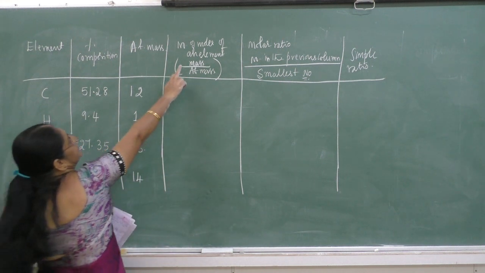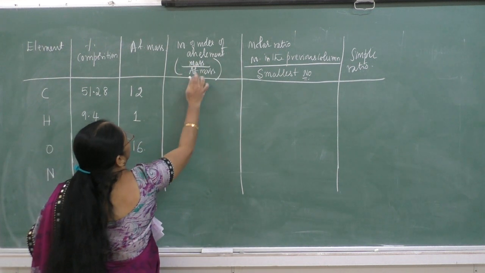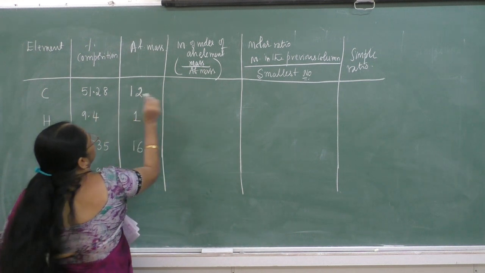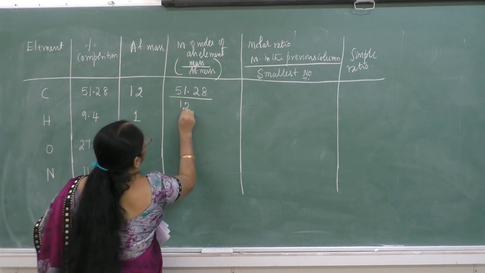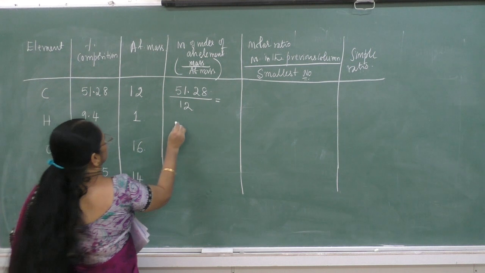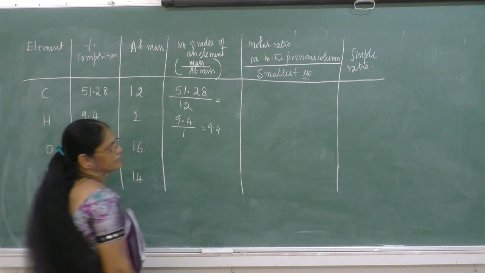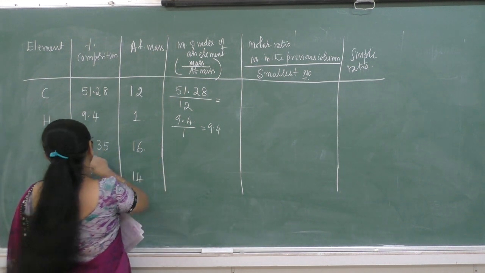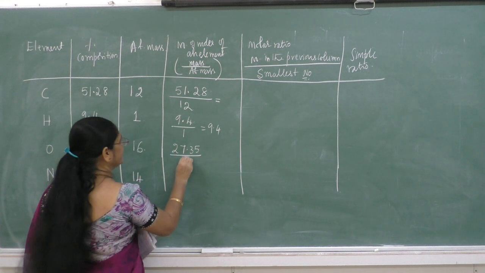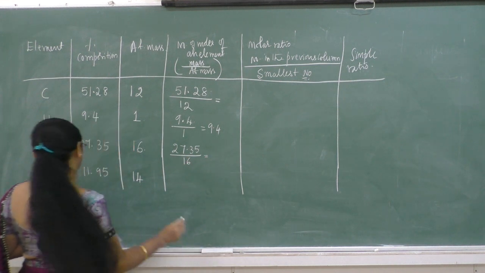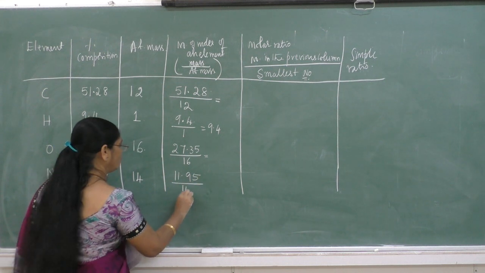Then calculate the number of moles of each element. This is calculated by the given mass divided by the atomic mass. For carbon, 51.28 divided by 12. For hydrogen, 9.4 divided by 1, which is equal to 9.4 moles. For oxygen, 27.35 divided by 16. For nitrogen, 11.95 divided by 14.